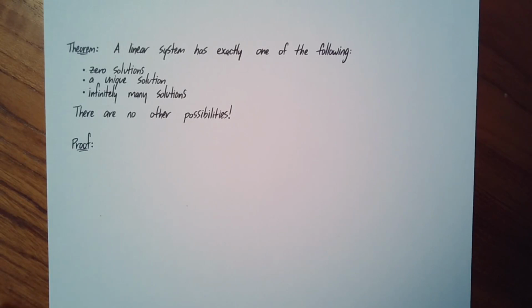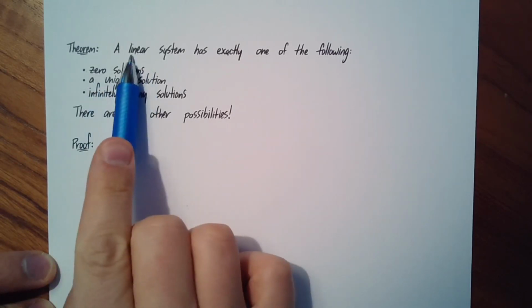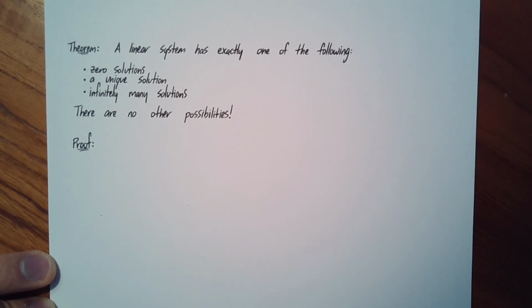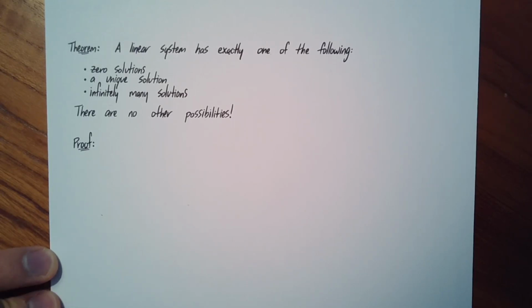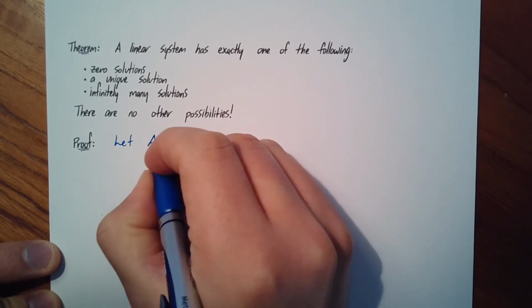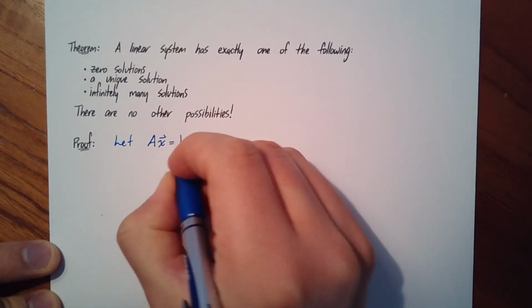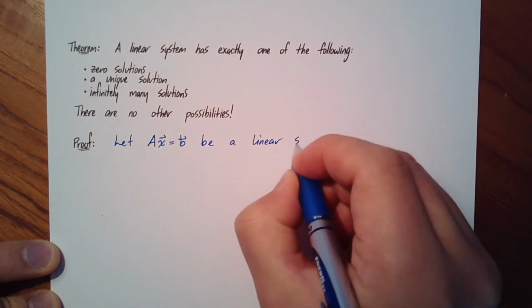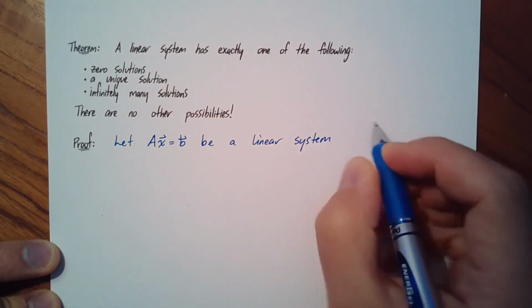So now how are we going to prove that? Well, we can't make any assumptions. We want to prove it about every linear system, not just linear systems that have 3 equations and 4 variables. So that's going to make this challenging. That's where matrix equations are really useful, because we don't need to worry about how many equations or variables we have. So let's say let AX equals B be a linear system.